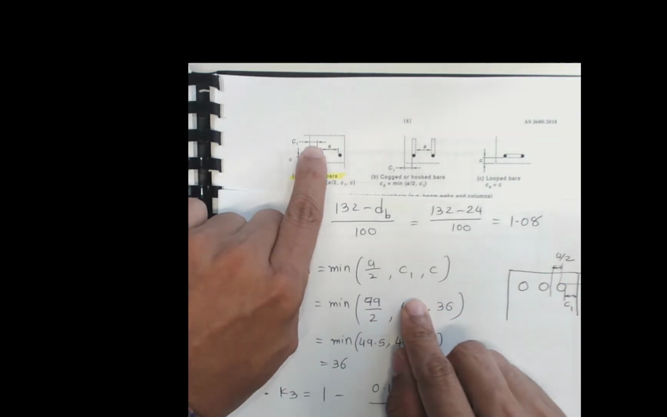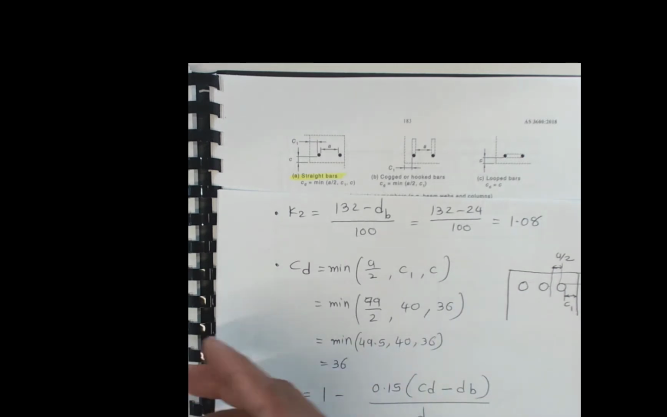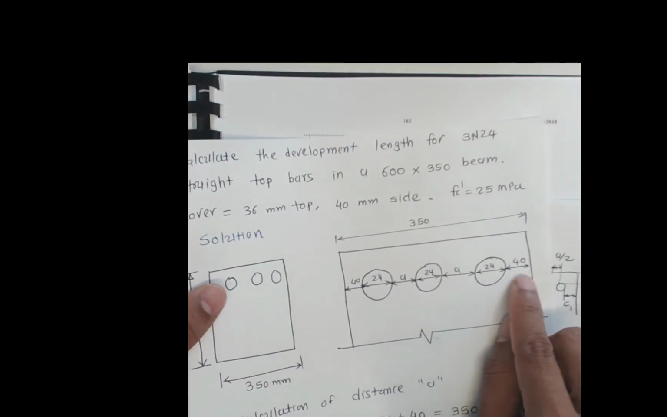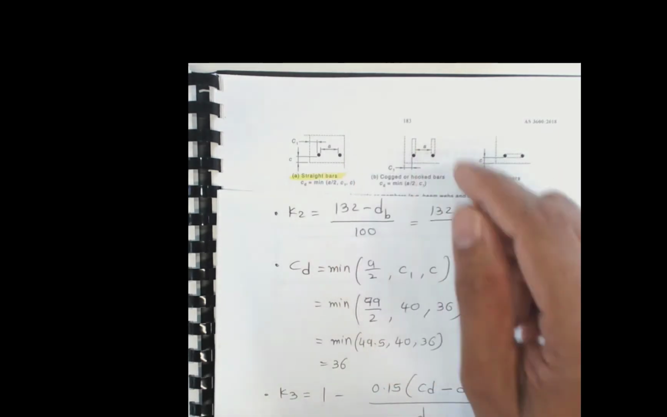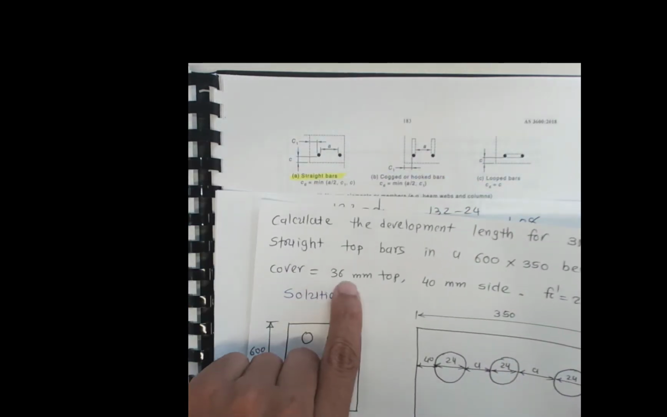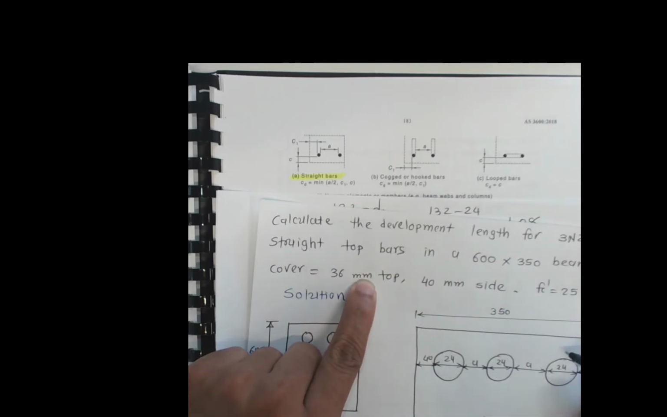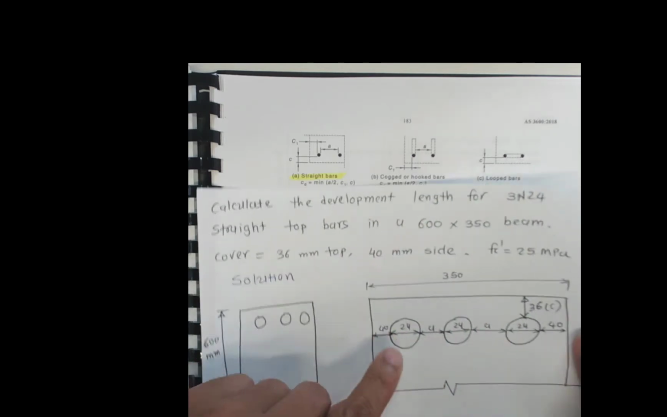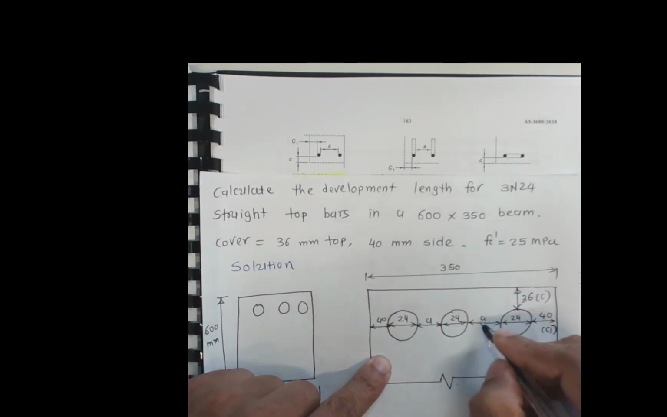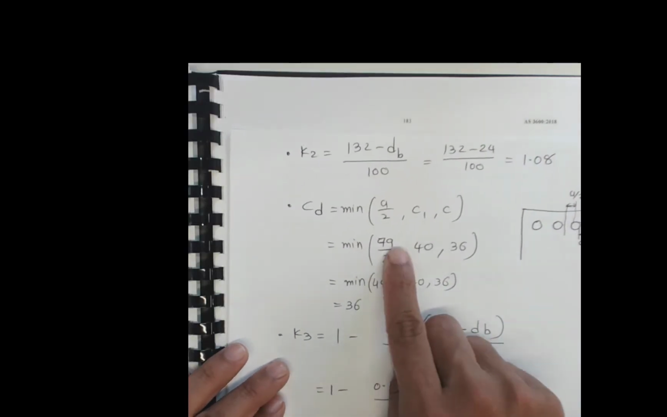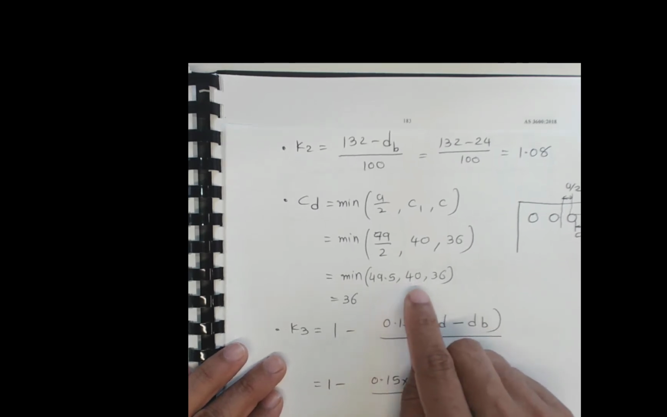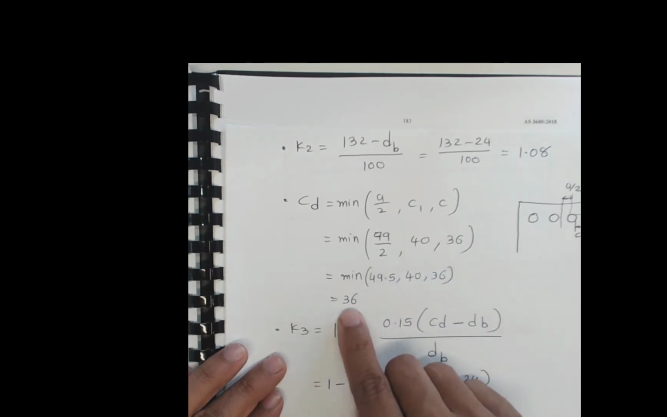So please look here, C1 is the side cover depth, which is 40. C is the top cover, 36. So if I put this here, which is 36, that is C, and this is C1, and that is A. In that case we substitute the values. This 99 divided by 2 gives us 49.5, and 40, 36, the minimum value is 36.